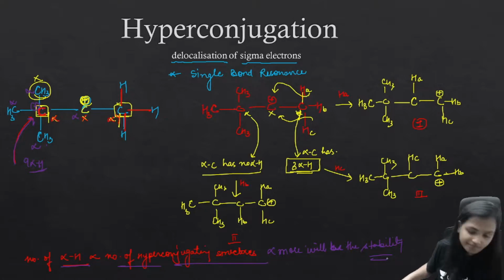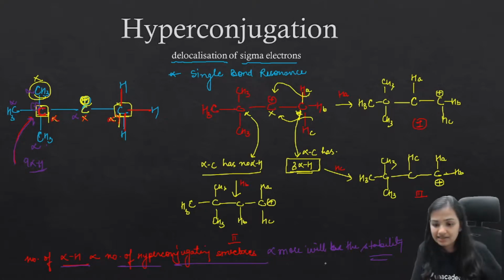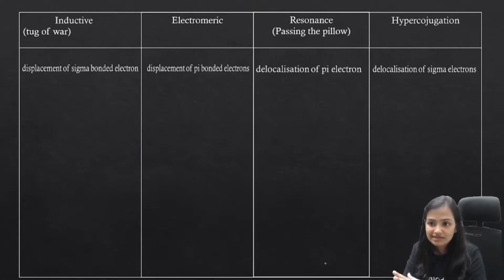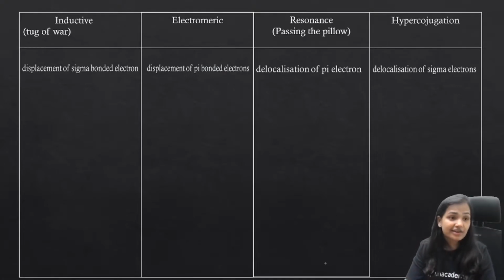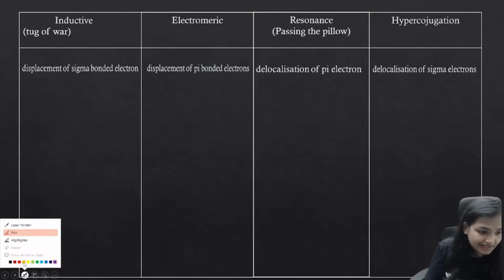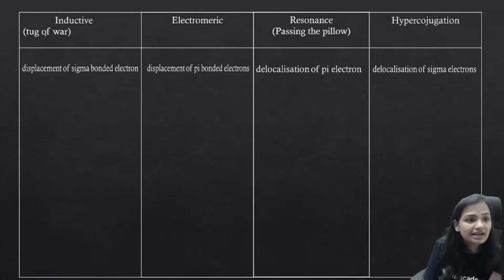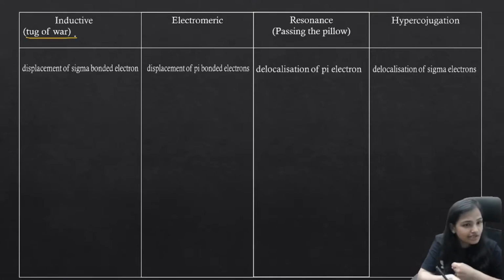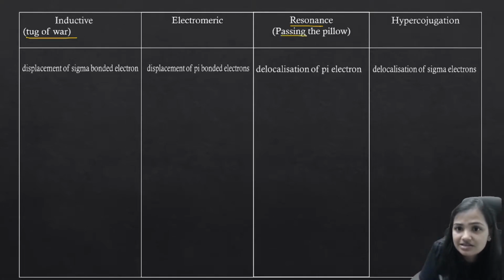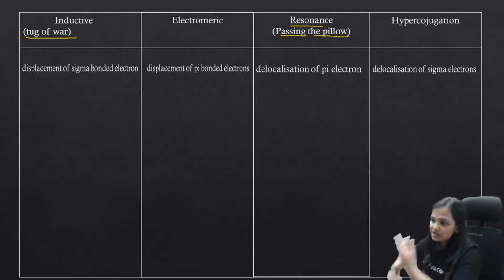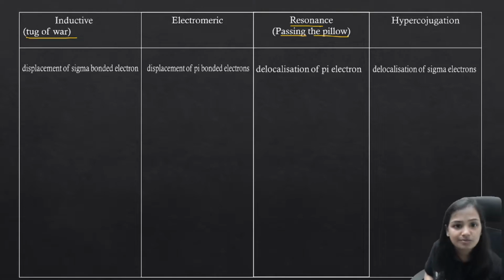Okay, that's it, guys. So in today's class we have focused on all the 4 methods in one single hour. Let's have a wider look. Inductive is a tug of war. You can say pushing, pulling, pushing, pulling. Who will win the race? Tug of war. And resonance is passing the blow. I'm passing my electrons from one to another, one to another. This kind of passing the blow is happening.